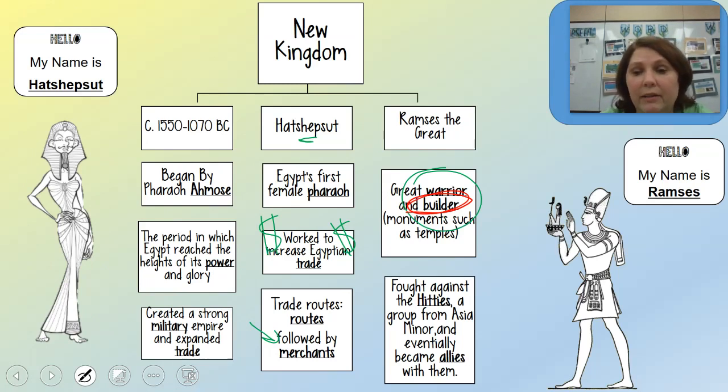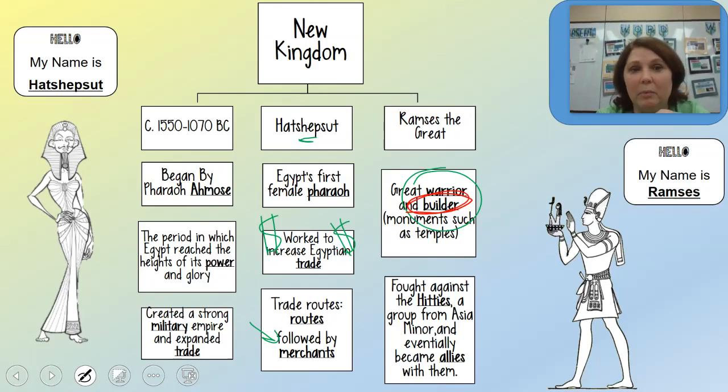He leads a fight against the Hittites, which are up in Syria. Again, this is Sargon's relatives, a group from Asia Minor, and eventually he becomes allies with them. They say, you know what, they fought forever. And they finally said, you know what, let's just stop fighting. If we'll trade with each other, we can make more money. And this fighting is getting old. So literally, that is exactly what happened.